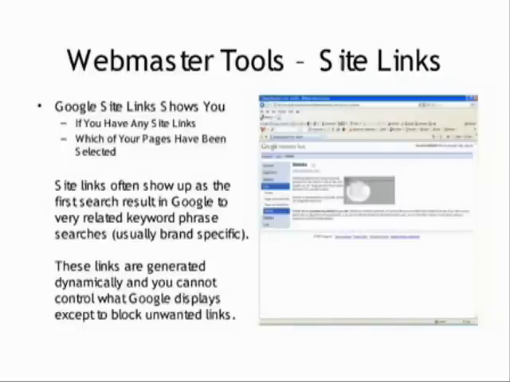This section of Google Webmaster Tools will tell you if you have any site links, if they've generated them for you, and if so, what it looks like. That can be helpful because this is a dynamic process that Google does independently. You can't control it, but you can look at what they've indexed for you in terms of site links. And if there's a link on there that you don't think should be there, you can block that link from appearing in site links.